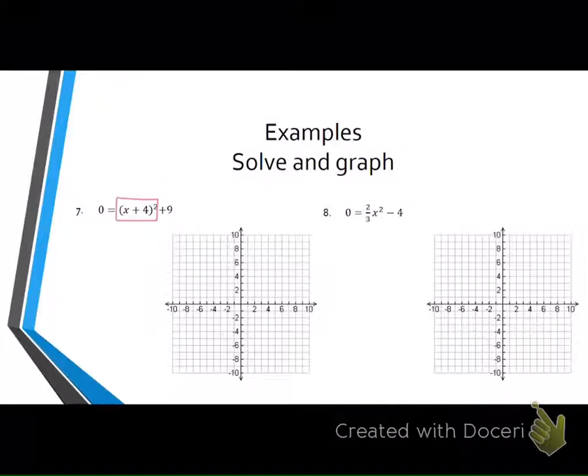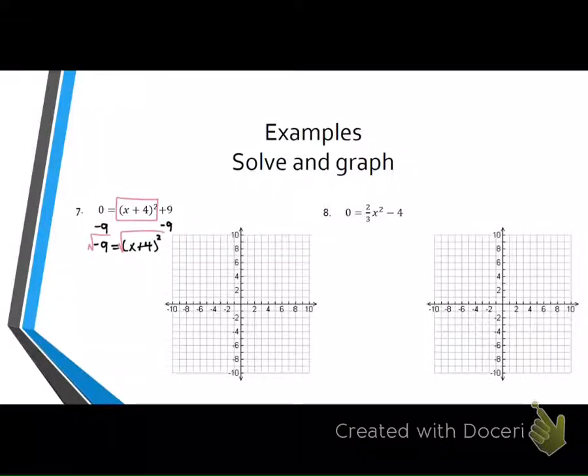Okay. So, what is the first thing to do to isolate this? Negative 9. Is that completely isolated now? Yeah. So, go ahead and take the square root of negative 9 in your calculator. Everyone do it. Don't say anything.